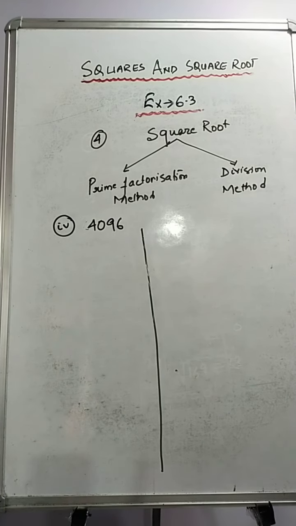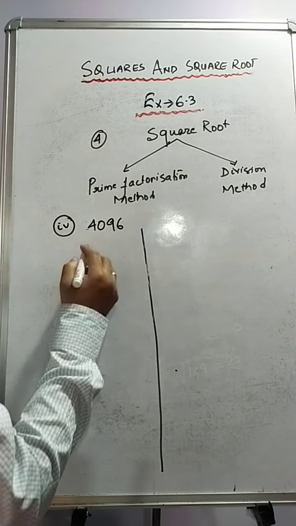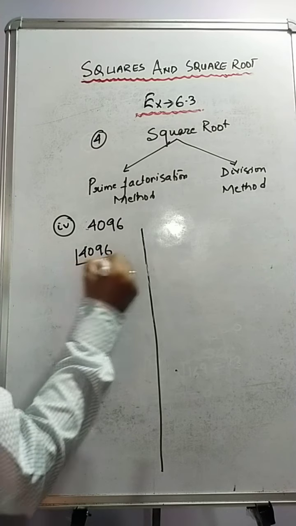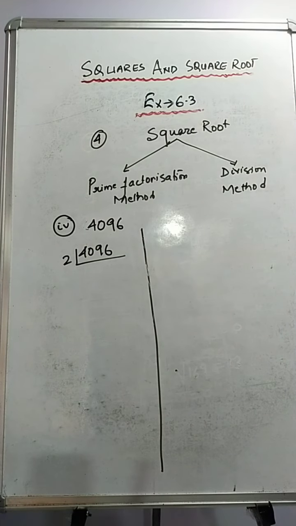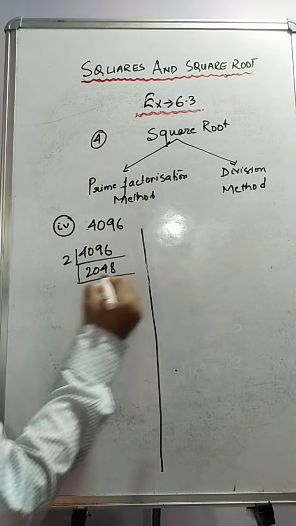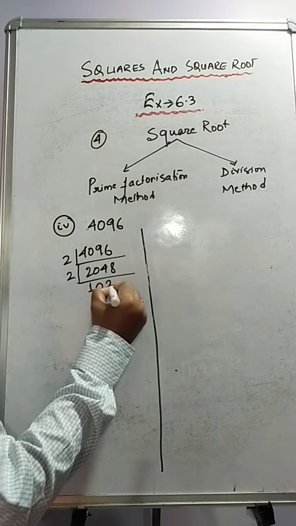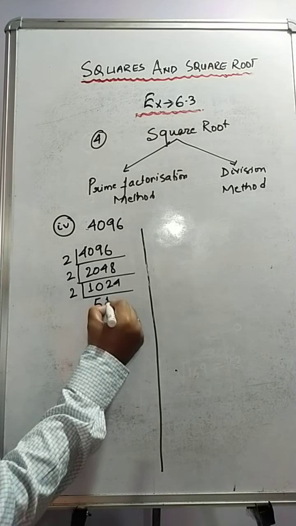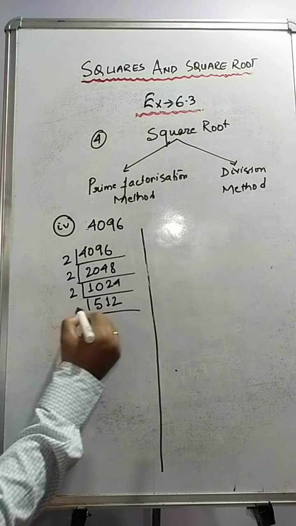Okay. Now let's move on to sum number 4. Sum number 4, we have 4096. It's a very interesting number. Let's do the prime factorization. So it is divisible by 2. So the answer would be 2048. Again it is divisible by 2. 1024. Again it is divisible by 2. 512. My God. Again it is divisible by 2.